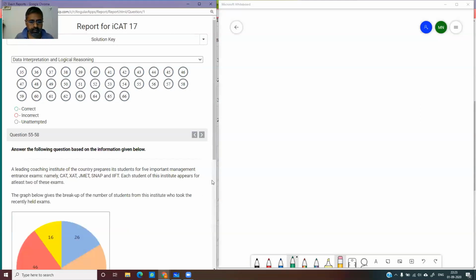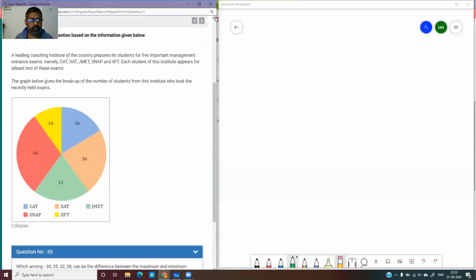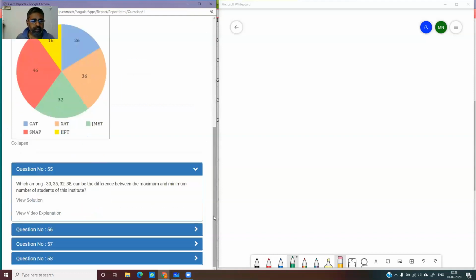What is given here? This was a question. The leading coaching institute of the country prepares its students. These are the exams that they have written, and these are the number of people who have written them. The breakout number of students who have written. And the first question is: which among these could be the difference between the maximum and minimum number of people in this institute?